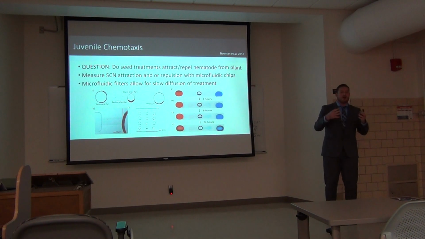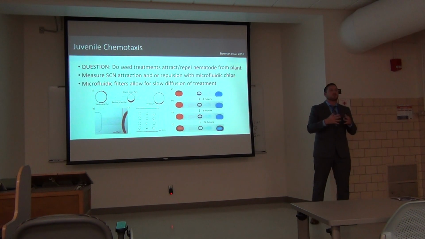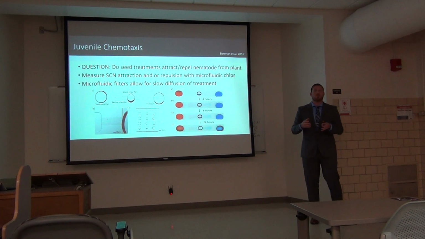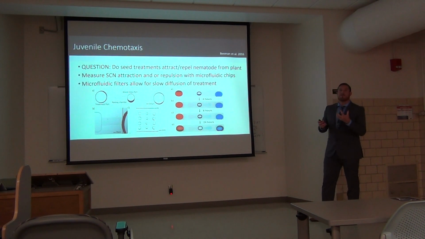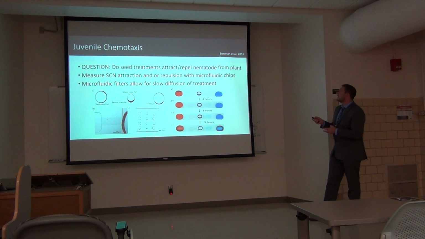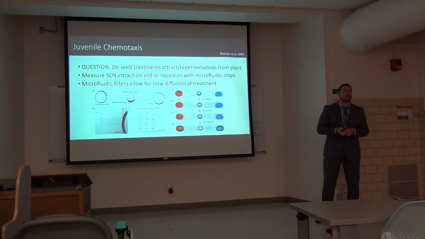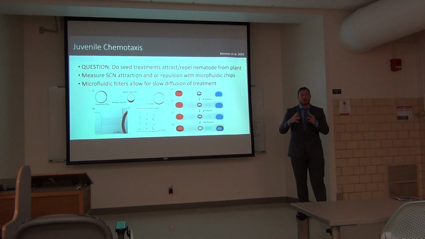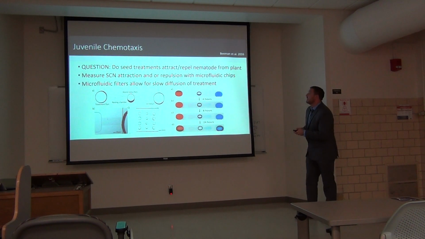So once we figure out how the nematode's moving, let's figure out what's attracting it or repelling it. And one of the ways, or the way we did this, is using a microfluidic chip. So using that, we can answer the question, do C treatments attract or repel nematodes from the plant? These microfluidic chips, with help from Augie Beeman and the Pandey Lab again, we measure the attraction or repulsion of nematode to a given liquid treatment.